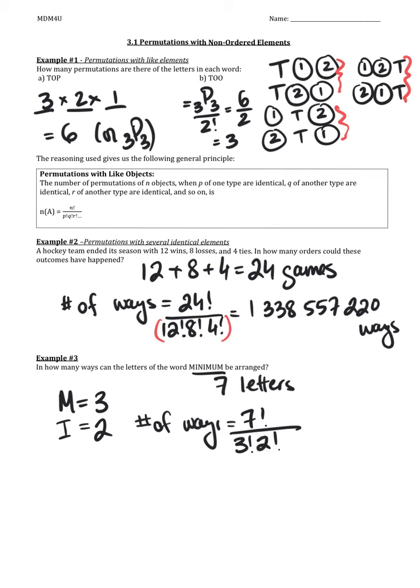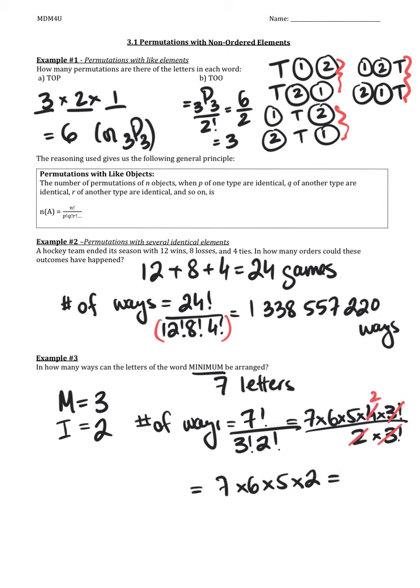And we can actually simplify this instead of using our calculators. We know that 7 factorial is 7 times 6 times 5 times 4 times 3 factorial. Let's stop there because we want to cancel out a 3 factorial. Divided by 3 factorial, these will cancel. And then we have 2 factorial, is 2. And this can reduce with the 4. So now this is an easy calculation, and this is 420 ways.